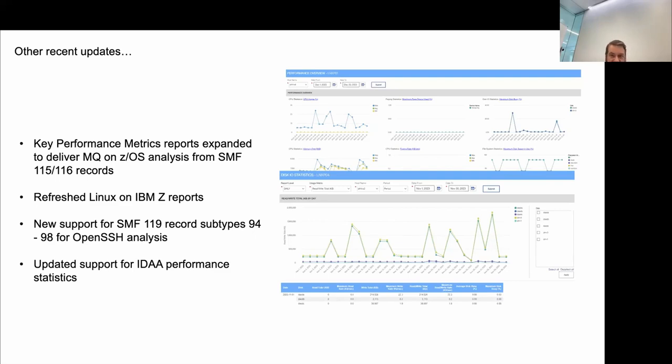We've also updated support for some of the IDAA performance statistics as well. So you can actually use IDAA in conjunction with IZPCA in order to maybe offload some of the data from DB2 on z/OS. But also we're seeing more and more uptake in terms of the adoption of IDAA as well, and people wanting to report on the performance and the throughput of data that's being processed and queries that are being run on IDAA as well.